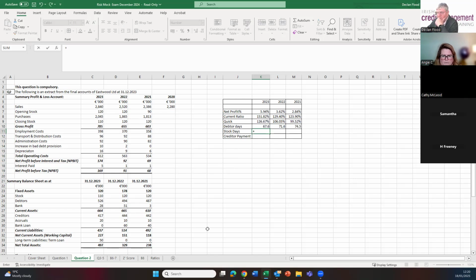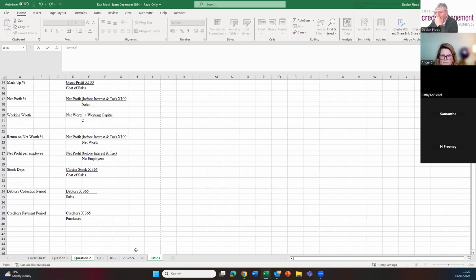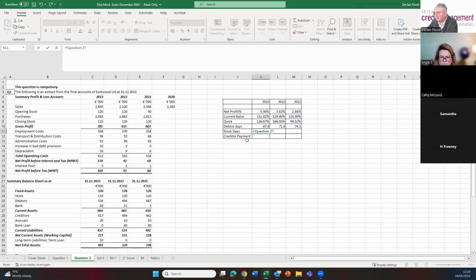Stock is the same thing as well. Look at the ratios again. My stock days is my closing stock divided by cost of sales. Now you might see some saying it's stock divided by sales or purchases or whatever. As long as you tell us what you're doing, I'm fine. The formula we have given you is closing stock divided by cost of sales. So let's stick with that. So my stock days is my stock divided by my cost of sales.